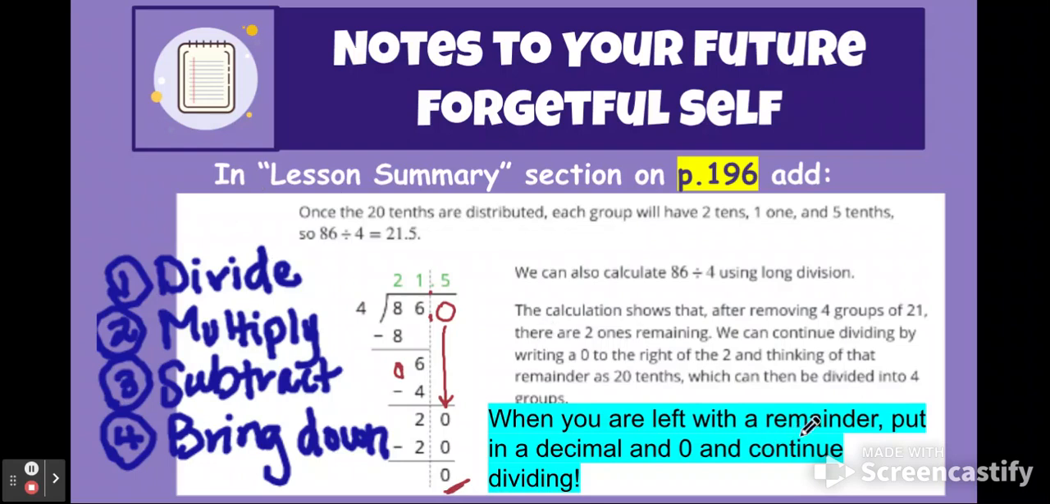So following these steps is what's going to help you. And then remember, anytime you're left with a remainder, you're going to put in a decimal and as many zeros as you need until you get a remainder of 0. You're going to continue dividing.